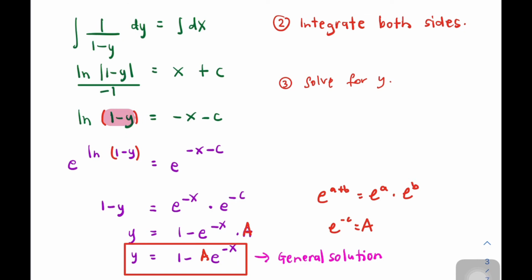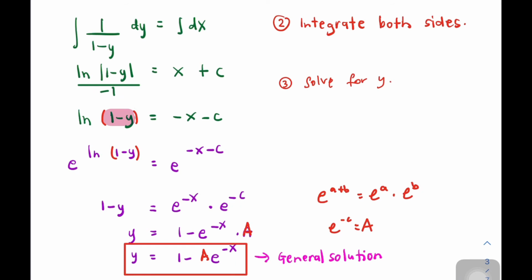So how to reach the y inside your ln, meaning that you need to take the exponential on both sides. So e to the power of this equal to e to the power of this. Now let's solve your left hand side first. e to the power of ln of (1 minus y) is just equal to 1 minus y. And then for this one, let's open up. e to the power of negative x minus c, you can open up as e to the power of a times e to the power of b. So this is just e to the power of negative x times e to the power of negative c.